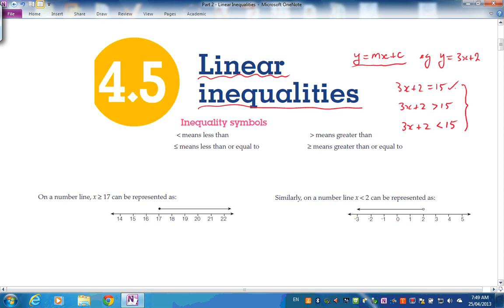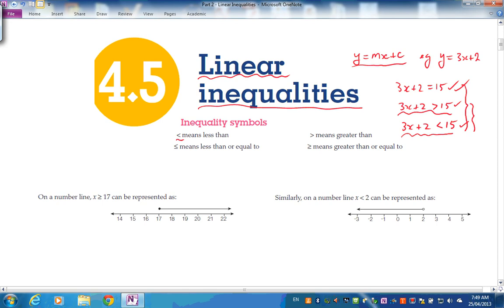We've been focused mainly on where they are equal. But what about all the numbers that you could put in for x that produce an answer bigger than 15, and all the numbers you can put in for x that produce an answer less than 15? Most of the x values will be in these two categories. So we're going to introduce some symbols, and I think you're getting the hang of it already.